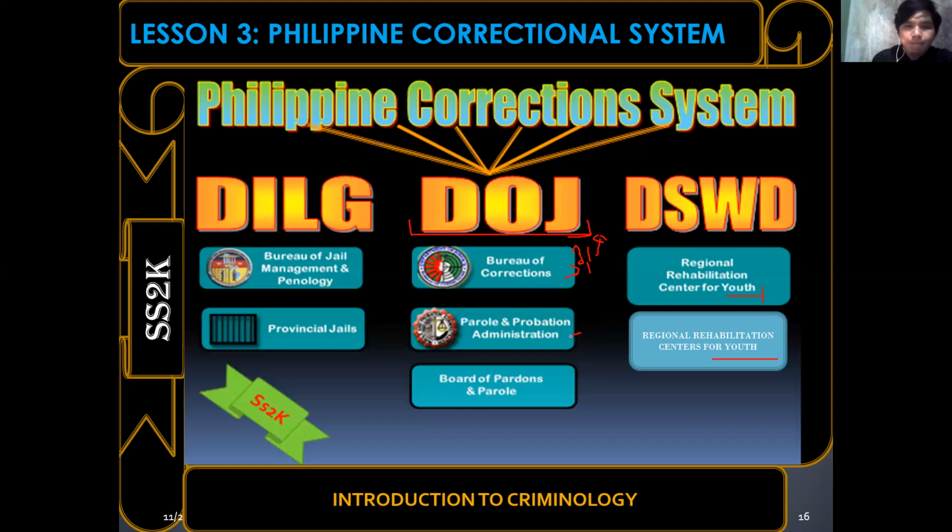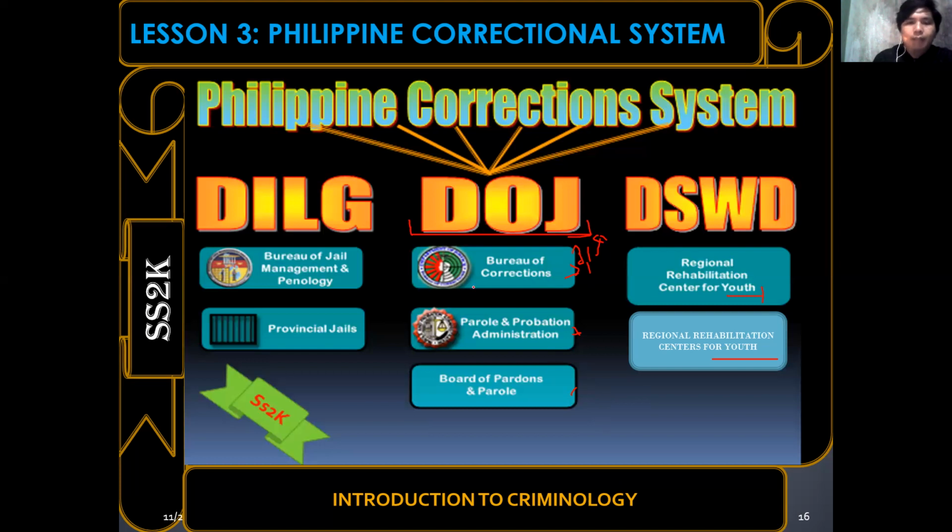Okay? Ayan. Then, Board of Pardons and Parole, ano ang trabaho nila? Sila po ang tumitingin kung sino yung pong mga eligible for parole at sino yung pong mga eligible for executive clemency. Okay? Sino yung pwedeng ipardon ng president. So, ang tumitingin po niyan is yung Board of Pardons and Parole. So, under po itong mga ahensya na ito is under ng Department of Justice.